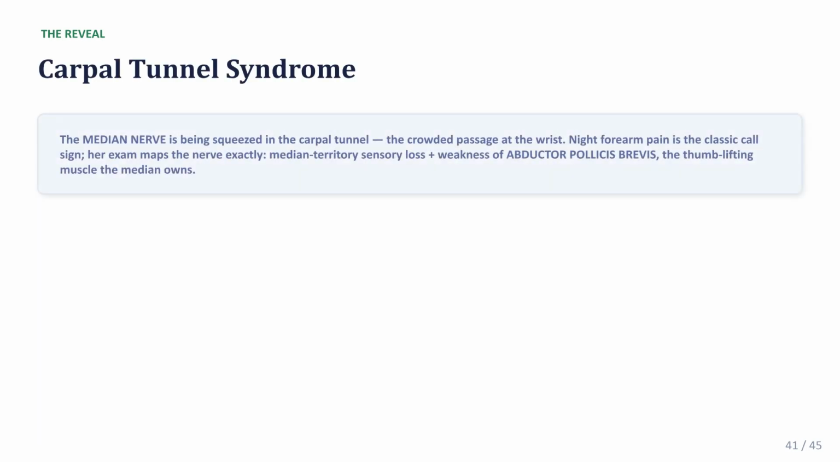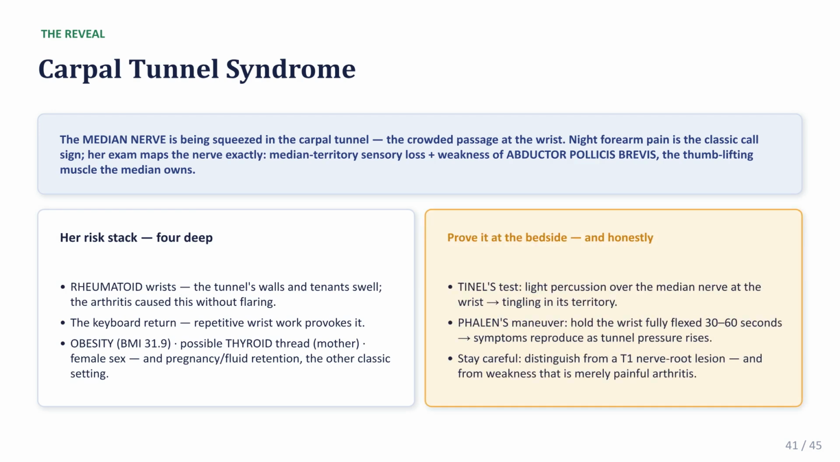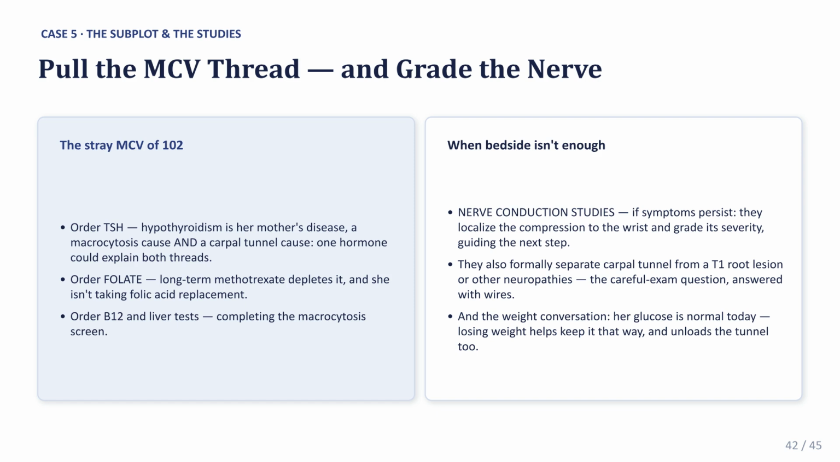Commit now. The diagnosis is carpal tunnel syndrome. The median nerve is compressed in the wrist's narrow tunnel. Her risk stack includes her arthritis, repetitive typing, obesity, and possibly thyroid disease. You can confirm this with Tinel's percussion over the wrist and Phalen's maneuver, where holding the wrist flexed reproduces her symptoms. To address the MCV, order TSH, folate, and B12 levels.